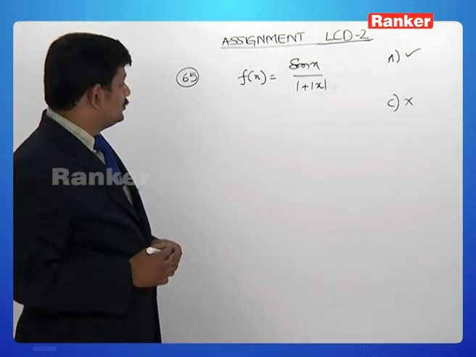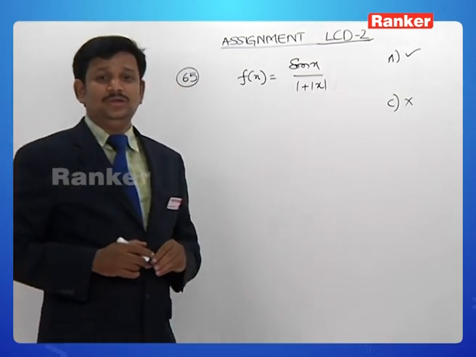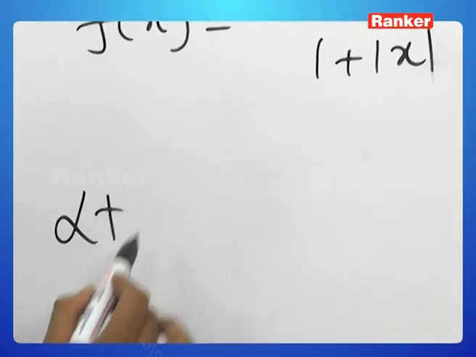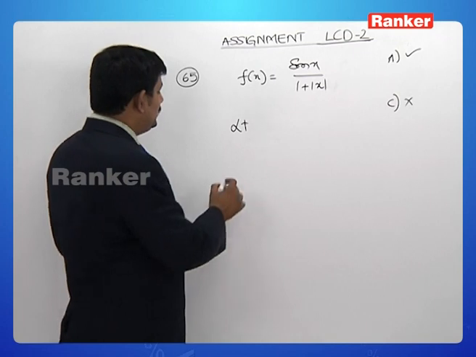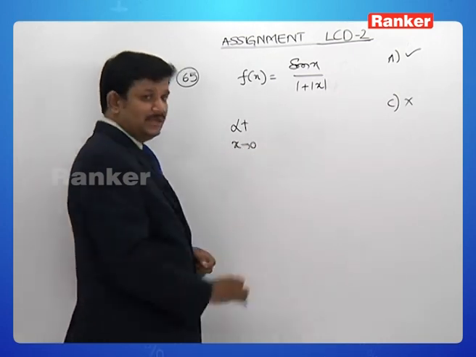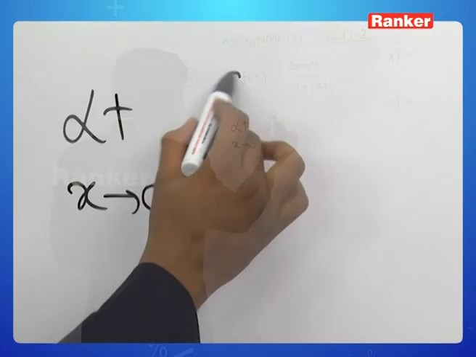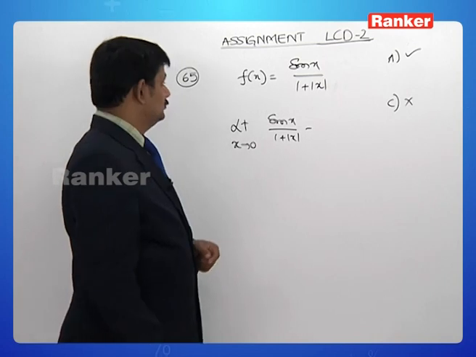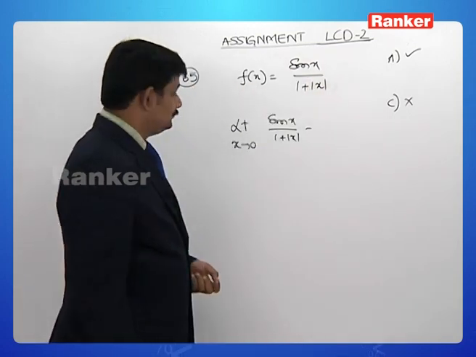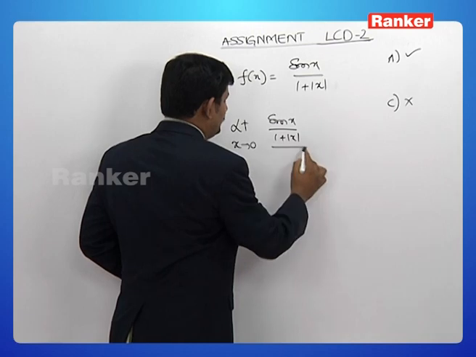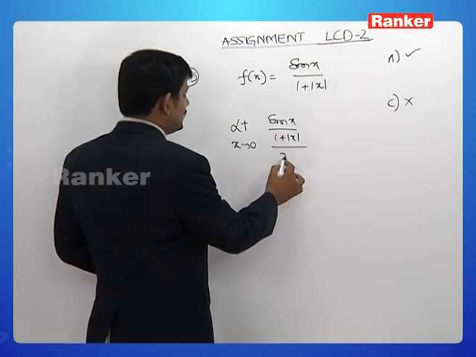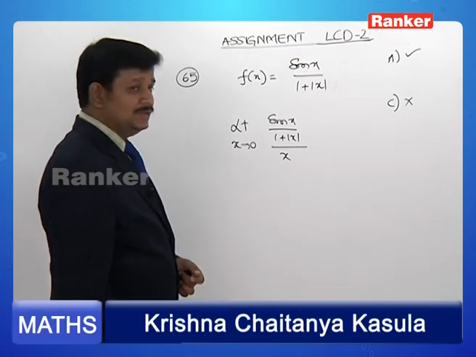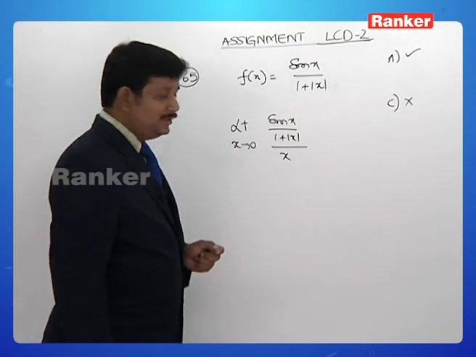So, now to see among B and D, we need to talk about differentiability of this function at x equal to 0. So, let us check for differentiability. For differentiability at x equal to 0, the limit as x tends to 0 of (f(x) minus f(0)), where f(0) is sin 0 by whatever, that is 0, divided by (x minus 0), that is x. This limit should exist and should be finite.